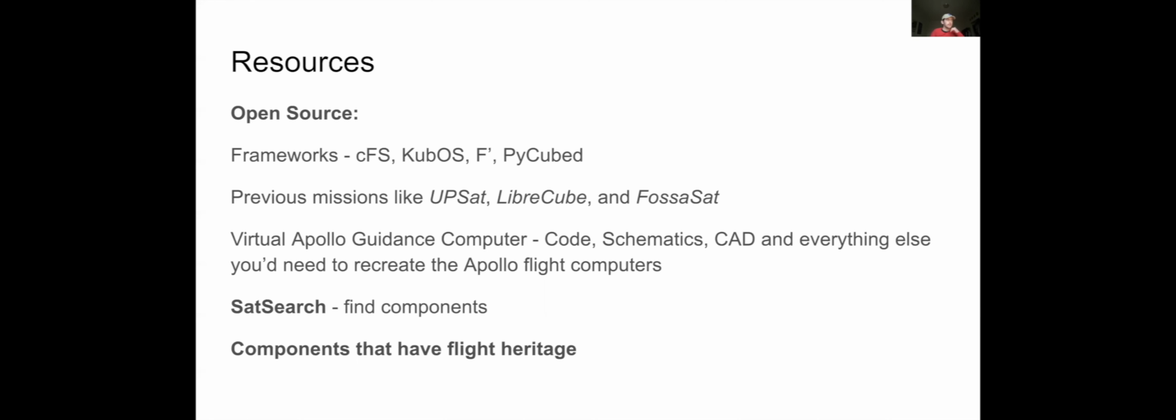You can also look at the Virtual Apollo guidance computer. This won't be particularly helpful for your CubeSat, but I thought it was pretty cool. There is code that you can compile and run yourself that was running on the actual Apollo lander, the Apollo lunar module. There's also some code and schematics. It's super cool. You can use SatSearch to find components. Also, Google is pretty good for helping find things that have been flown before.